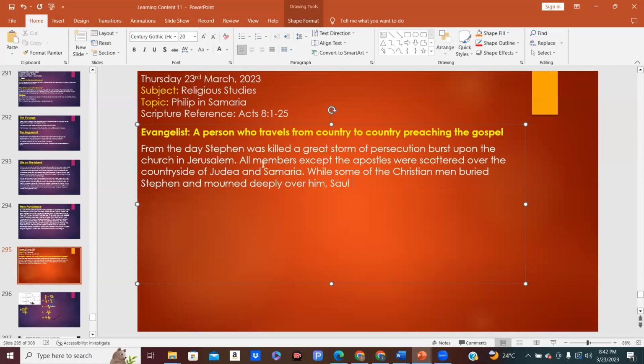Saul persecuted the church bitterly. He would go from house to house, drag out both men and women, and have them committed into prison.